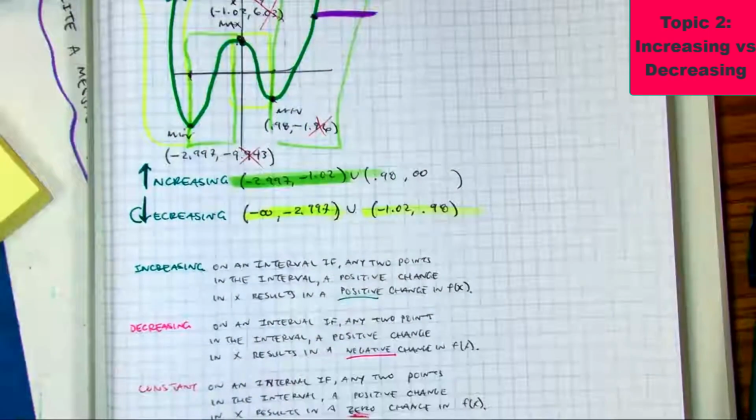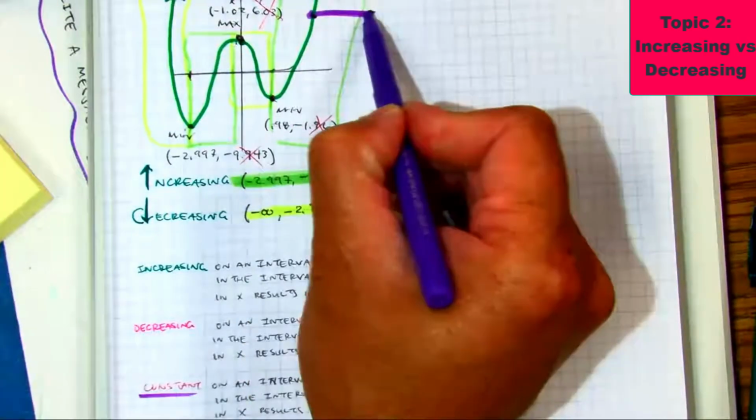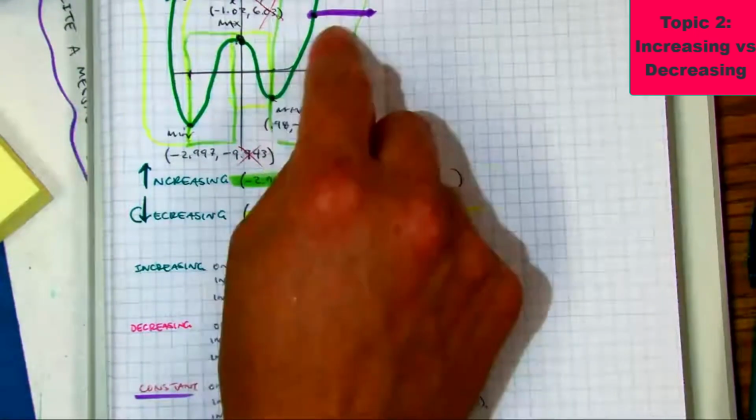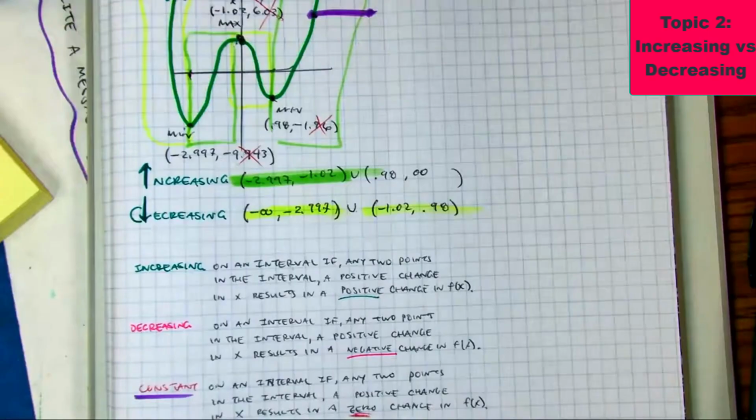That would be a constant. You see it? From this point to this point, your slope is 0. So that would be an example of a constant. So: increasing, decreasing, and constant.